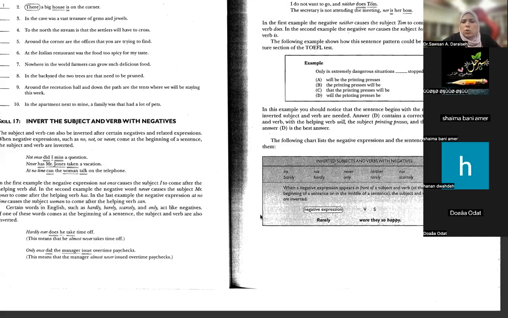So if we have any one of these at the beginning of our sentences, whether in a phrase or just on their own, what do we do? We do inversion between the subject and the verb. When a negative expression appears in front of the subject and verb at the beginning of a sentence or in the middle of a sentence, the subject and the verb are inverted. Look at this example: "Rarely were our friends so happy," because it seems that some people can't mess up their relationship and their peace.